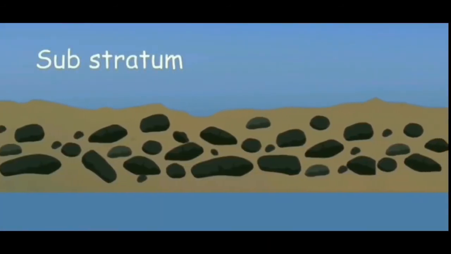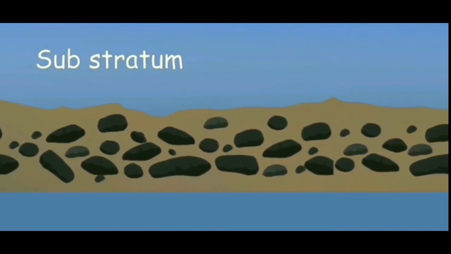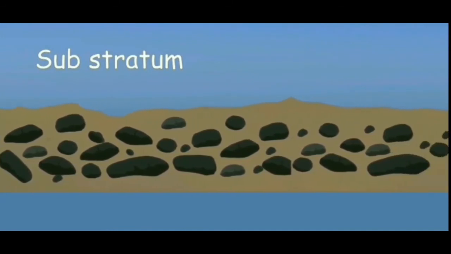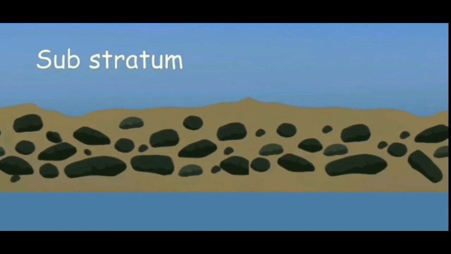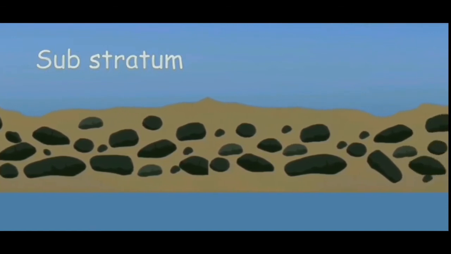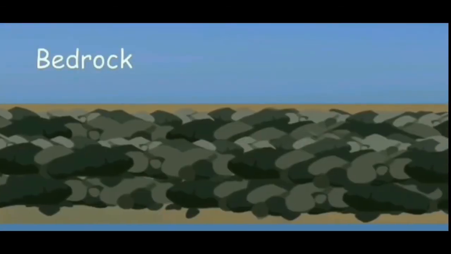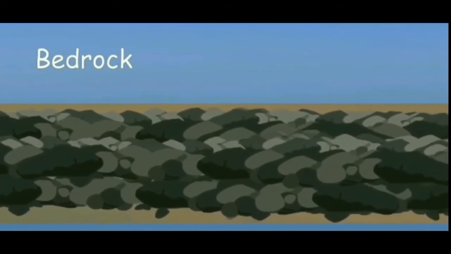C horizon, also known as substratum, is the third layer of soil. It contains partially broken or weathered rocks. And bedrock is the last layer of soil. It is made up of rocks and is hard to dig with a spade.